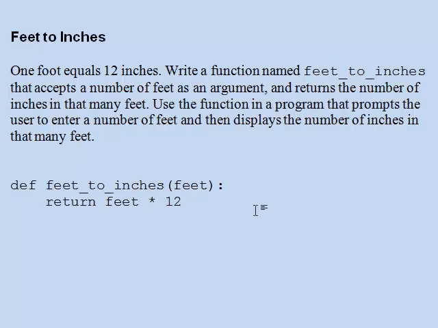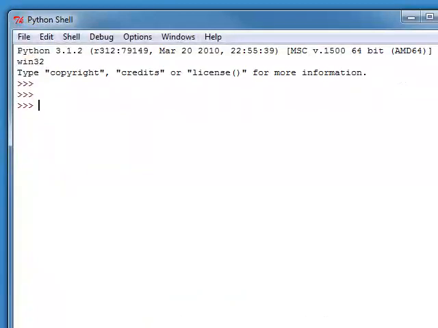We'll just plug this function into the program and then write all of the other code that we need to get a value from the user and so forth. So let's switch over to the Python shell and let's try this function out just to see if it works. Here at the prompt, I'll just type in the function definition exactly as we looked at it before, feet to inches, and we have a parameter named feet, and in the function we're simply going to return feet times 12.